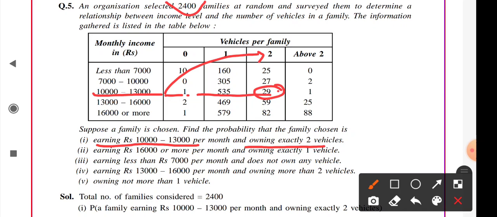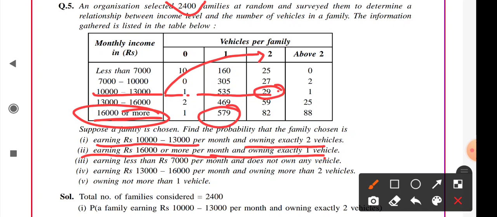Now moving to the next one, the earning 16,000 or more per month and owning exactly 1 vehicle. 16,000 and more, you can see this one, and exactly 1 vehicle. There are 579 families. Therefore the answer will be 579 upon 2,400. Now similarly you can do the third and fourth parts also.